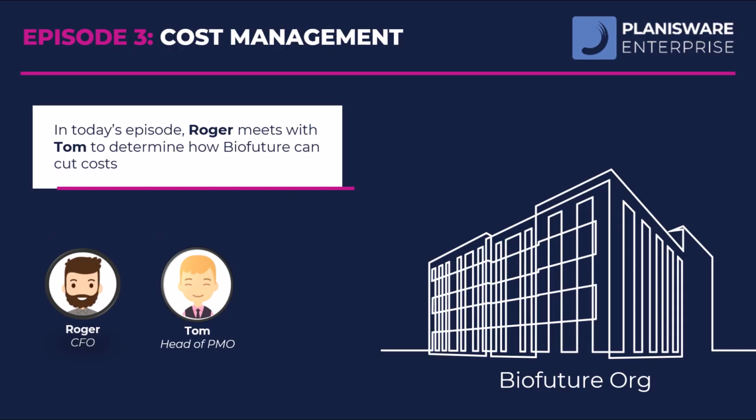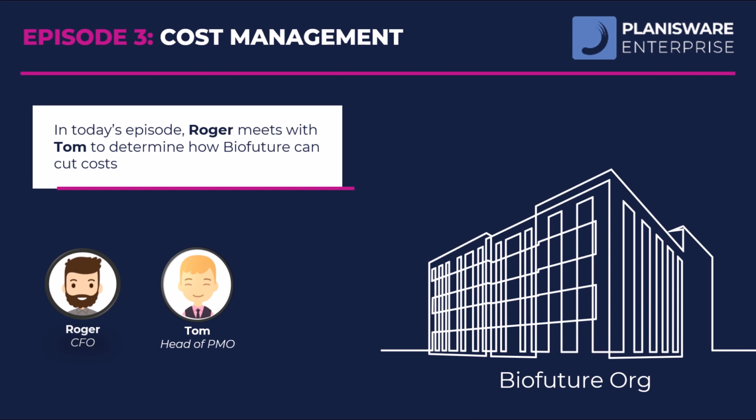Episode 3 will focus on cost management. Roger, the CFO of BioFuture, is sitting across from Tom, the head of PMO. They are engaged in a budgeting discussion to determine how BioFuture can cut costs.